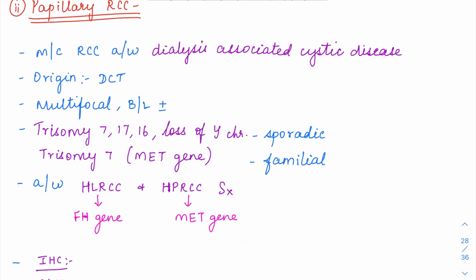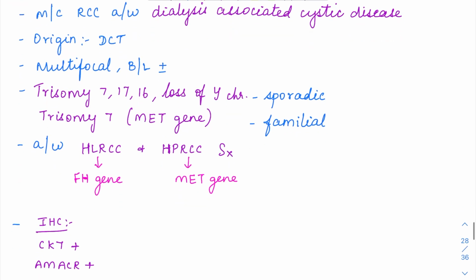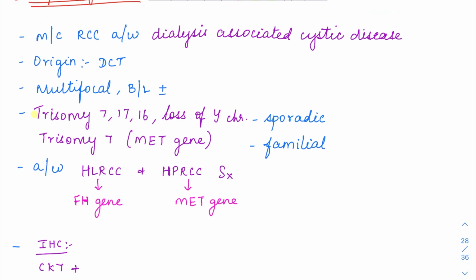Papillary RCC, again I mentioned, it was one of the commonest tumors associated with dialysis. So dialysis related to acquired cystic kidney disease can transform into papillary RCC. Again, genetics we saw, two syndromic associations, which were HPRCC and HLRCC, involving MET gene mutation and fumarate hydratase mutation. So in sporadic cases, we saw it was related with trisomy 7 and 17 and loss of Y chromosome.